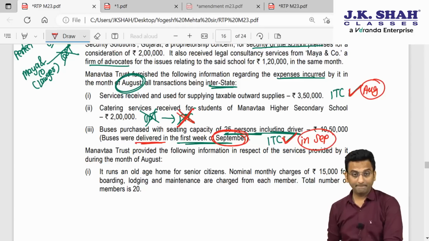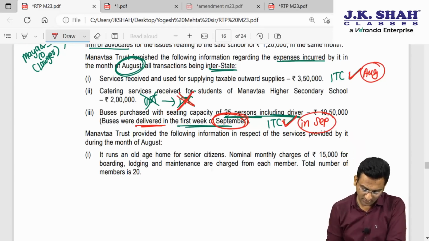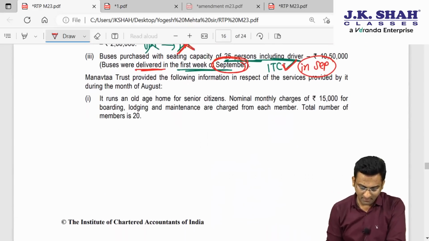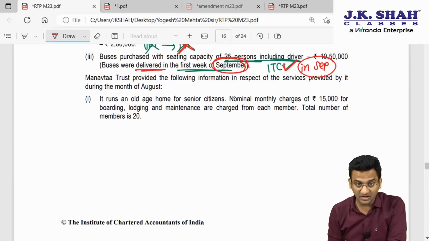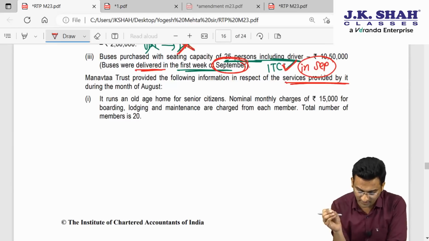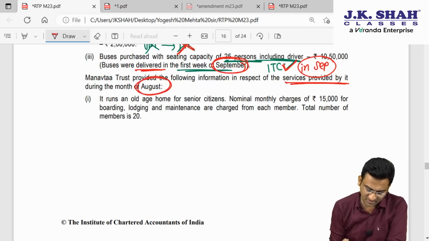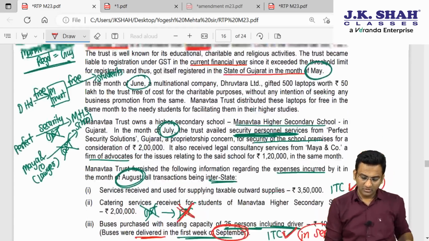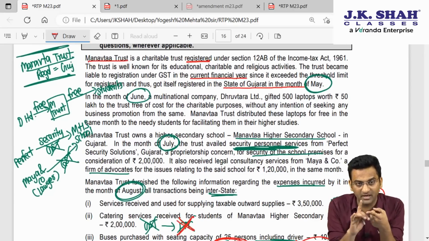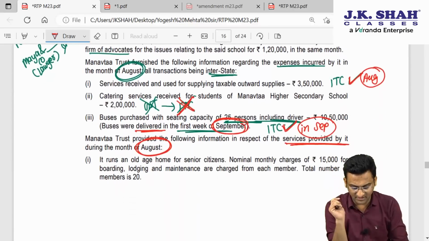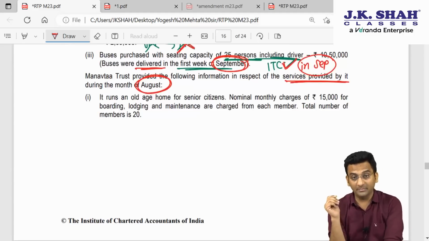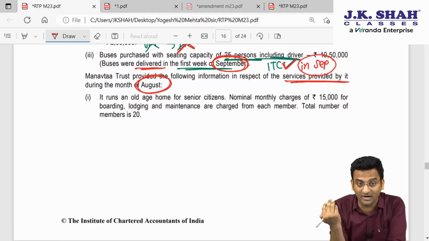Correct, friends? So this was paragraph number 4, and now the next and last paragraph. Manavta Trust provided the following information in respect of the services provided by it during the month of August. Again, the information relates to the month of August. So there are mainly 5 paragraphs: the first is May, then June, then July, then fourth paragraph August inward supply. Now again August, but it is the outward supply, services provided by it.